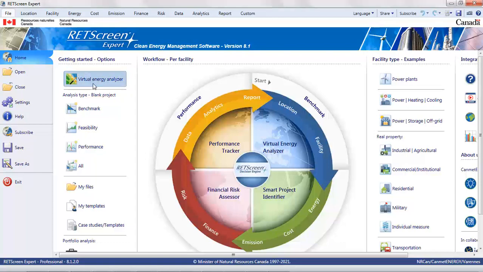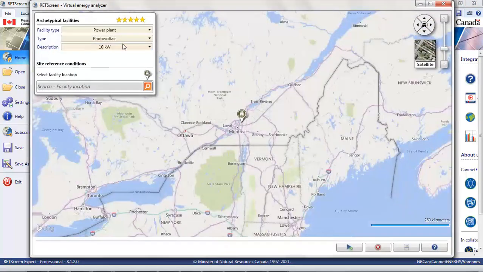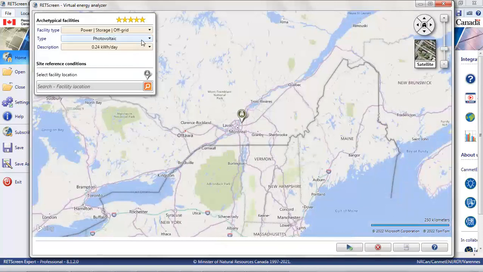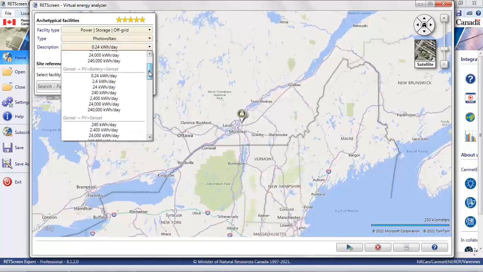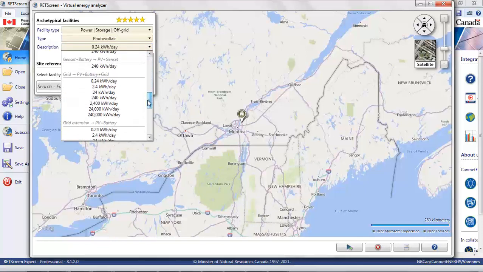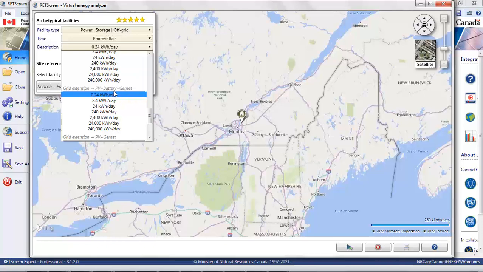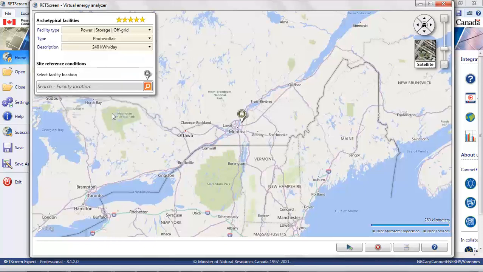I open the virtual energy analyzer, choose Power, Storage, Off-Grid for the facility type and Photovoltaic for the type of project. I then search the drop-down list for archetypes having grid extension as the base case. From these archetypes, I choose the one with the proposed case consisting of PV plus battery plus diesel genset and a load of 240 kilowatt hours per day, sufficient electricity for a small village.